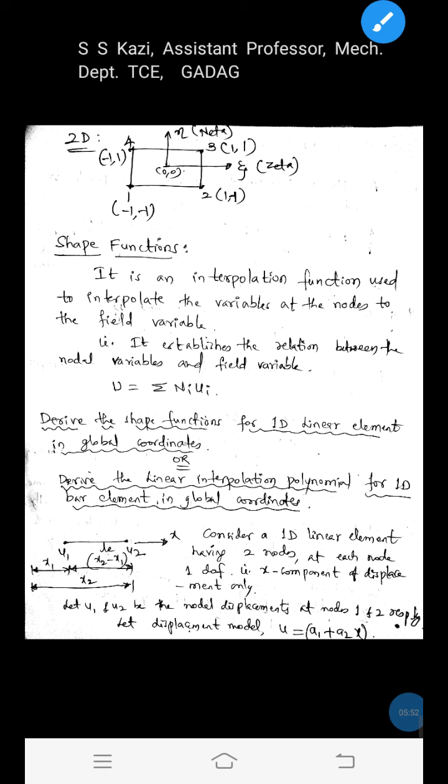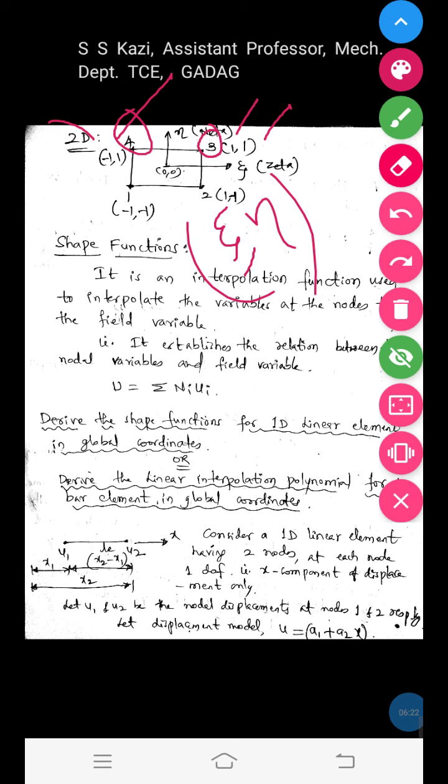Next, if you consider node 3, since node 3 is to the right of the origin, zeta is +1, and node 3 is above the origin, so eta is +1. Zeta and eta are +1. And node 4, if you consider, is located to the left of the origin, zeta is -1, and above the origin, eta is +1. Likewise, you can write the coordinate values zeta, eta for each and every node. These are the natural coordinates.